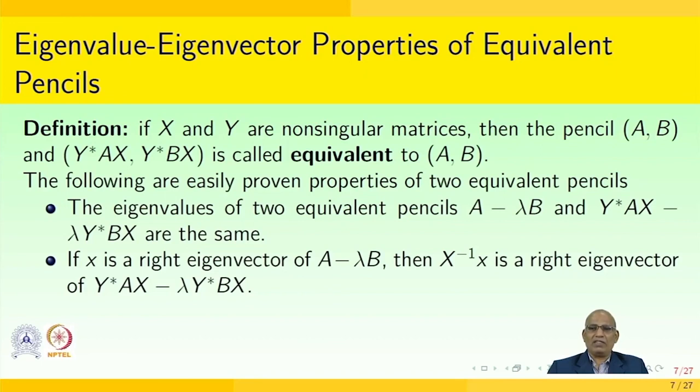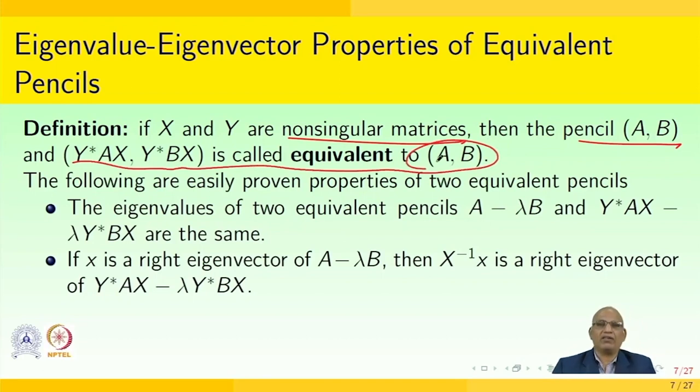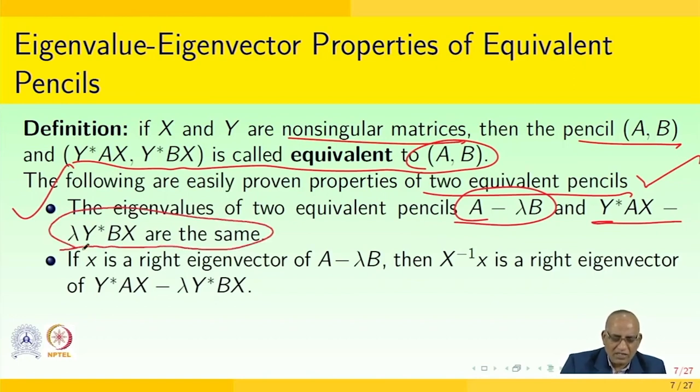Now let us look into some of the properties of the pencil. Eigenvector properties of equivalent pencils. If X and Y are non-singular matrices, then the pencil Y star AX, Y star BX is called equivalent to the pencil A, B. The following are easily proven properties of two equivalent pencils. One is that the eigenvalues of two equivalent pencils, A minus lambda B and Y star AX minus lambda times Y star BX, are all the same.